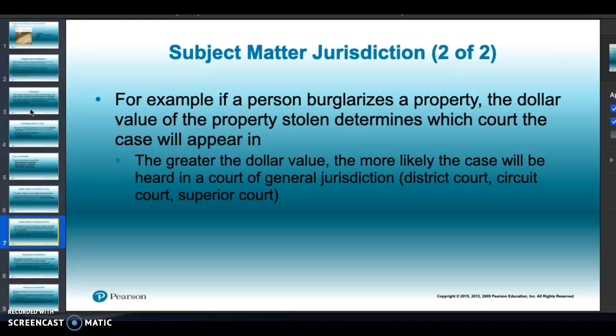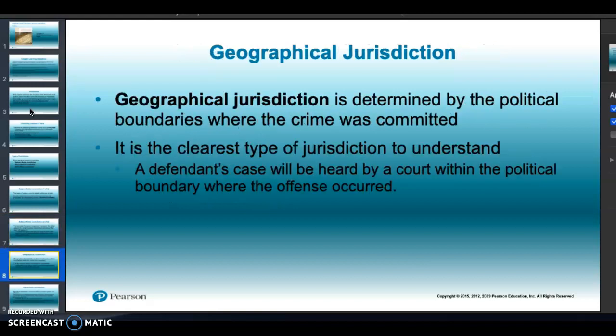One example of subject matter jurisdiction would be if a person burglarizes a property, the dollar value of the property stolen determines what court they would appear in. So the greater the value, the more likely the case will be heard in what we call a general jurisdiction court. A general jurisdiction court has the power to hear a wide range of cases, both civil and criminal in nature.